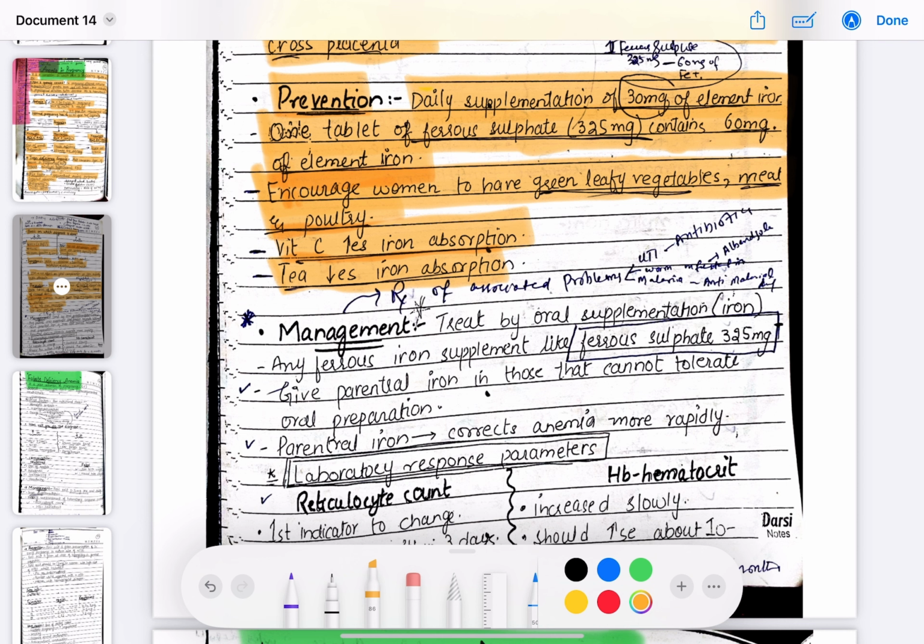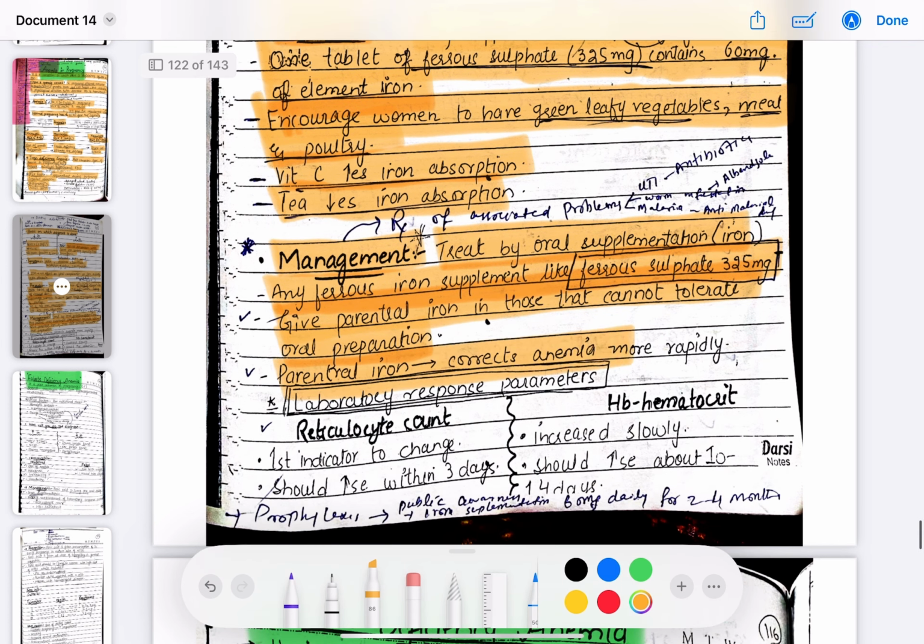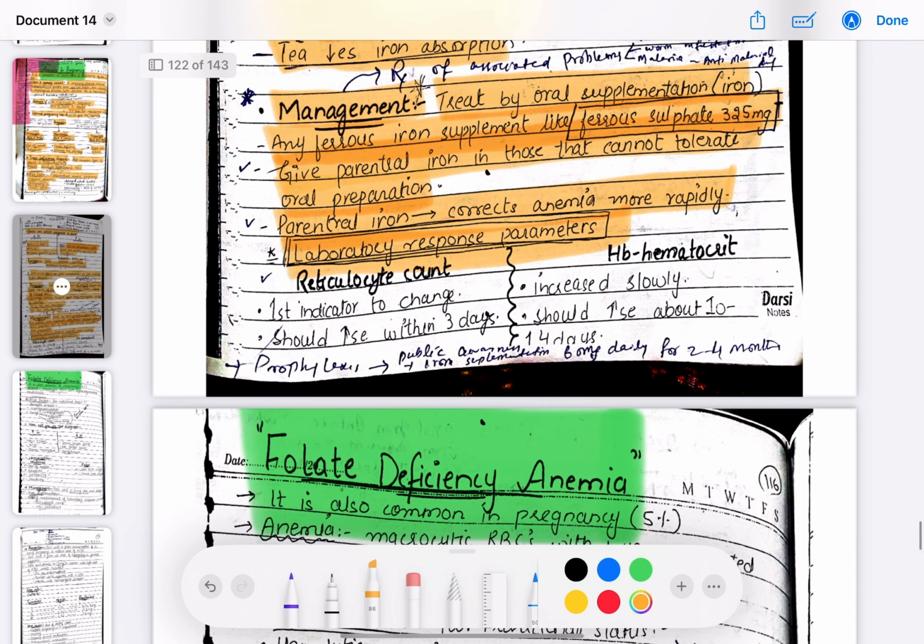Now we are having the management option for iron deficiency anemia, that is treated by oral supplementation iron, any ferrous iron supplement like ferrous sulfate 325 mg, and give parenteral iron in those that cannot tolerate oral preparation. Parenteral iron is given which corrects anemia more rapidly, and laboratory response parameters are taken. Reticulocyte count is the first indicator to change, and it should increase within 3 days. HB and hematocrit increase slowly and should increase in about 10 to 14 days.